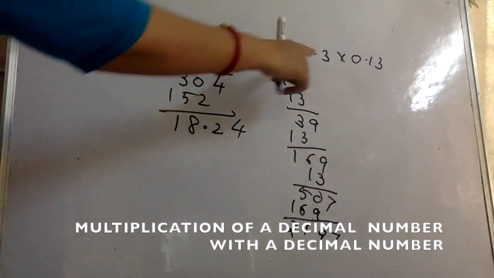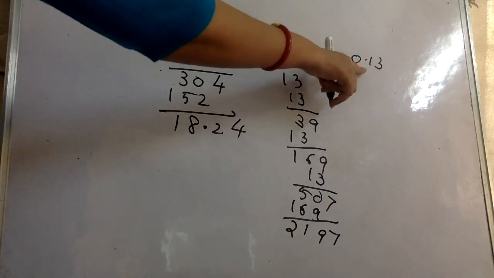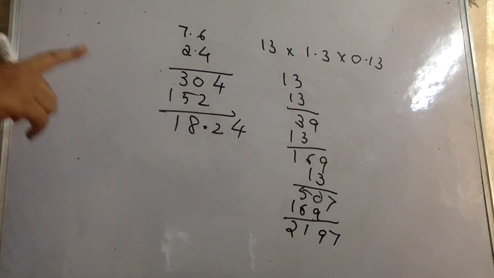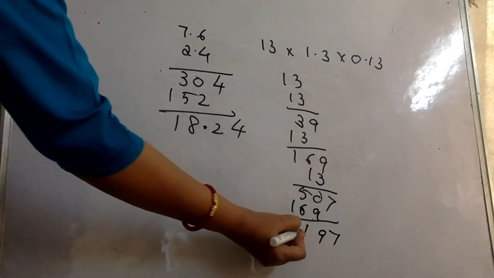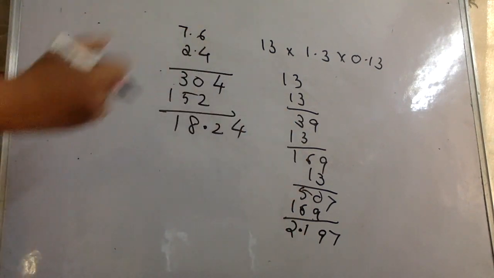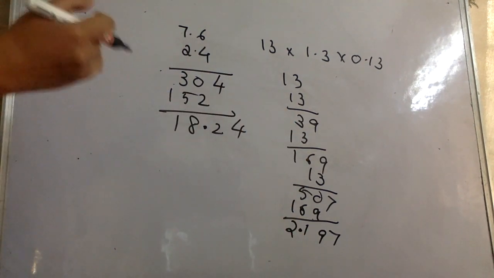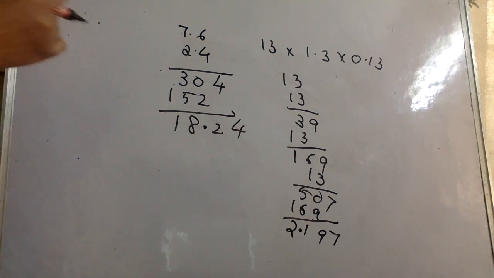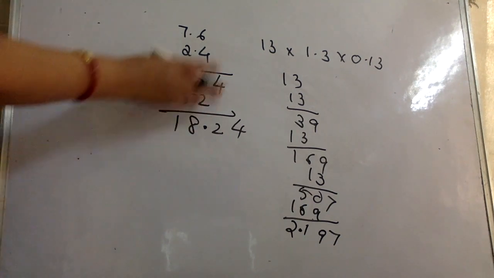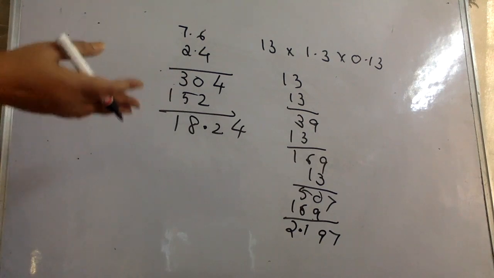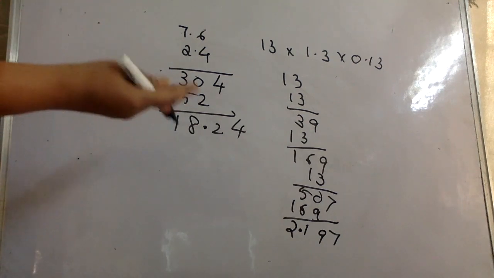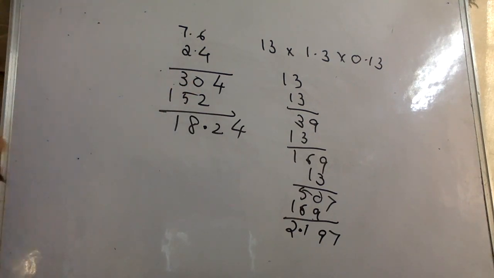Now we'll go back to the sum. Before 1 digit and before 2 digits, total 3 digits, we have the decimal number. So we are going to put the decimal point 3 digits from the right. Remember, it has to be from the right. So this is how the sum looks tough, but actually it is nothing but 13 into 13 into 13, and then adjust the decimal point.